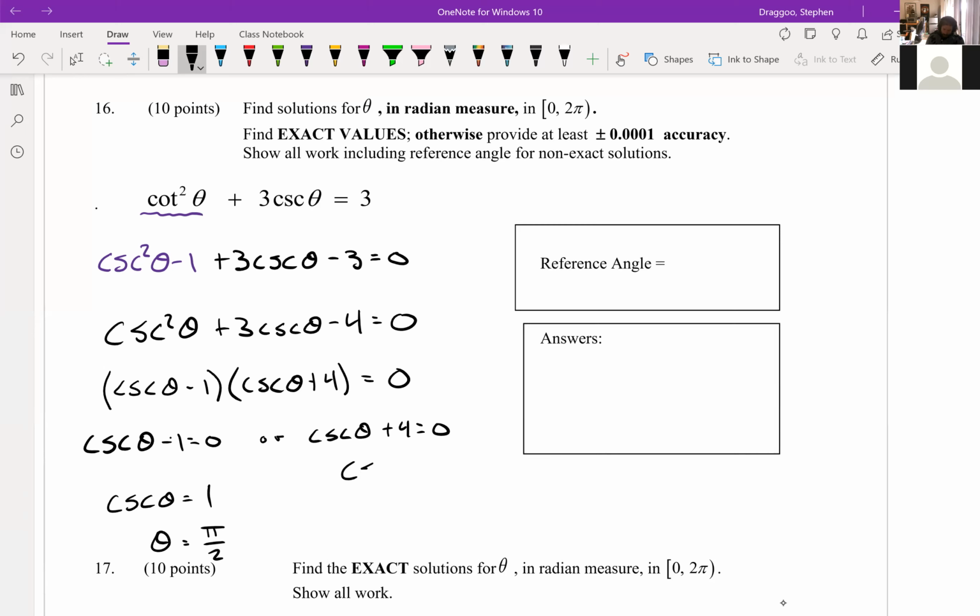On the other side, cosecant theta equals negative 4. So sine theta is negative 1 over 4. And we'll need to do some fancy stuff in here. The reference angle is equal to the arc sine of positive 1/4, which, let's show that in a calculator, is 0.2527 radians.